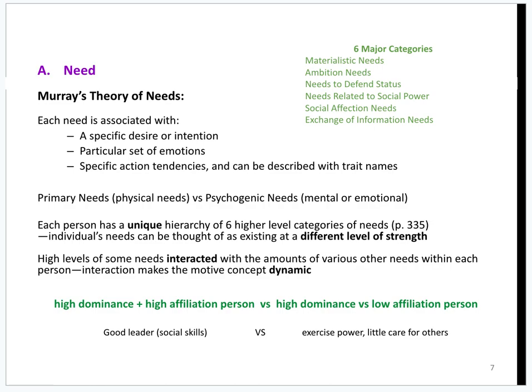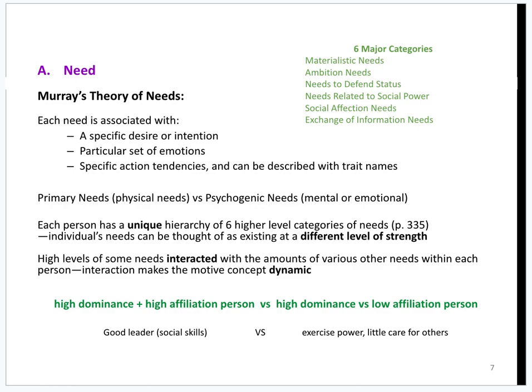So in the text, you're going to see a chart, and it outlines Murray's theory of needs. There's 6 major categories, and within these categories there's all different types, right? There's ambition needs, there's needs to defend status, for power, social affection needs, all of these different types of needs. Within these needs, there's two different kinds. There's physical needs like food, water, safety, sex, all the physical needs that we have, and those are primary needs. And then there's psychogenic needs, which are the mental or emotional: need for affiliation, need for belongingness, esteem needs, all of these types of needs.